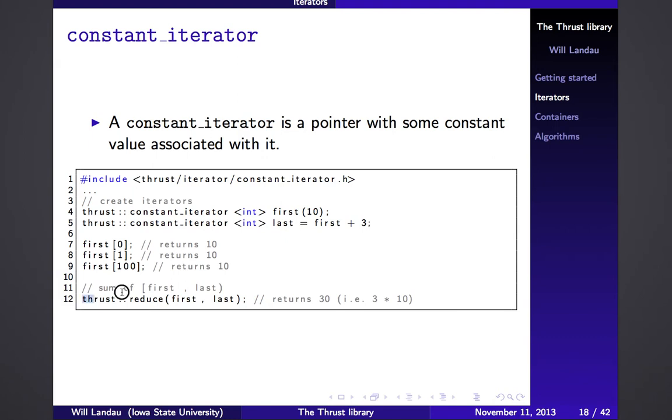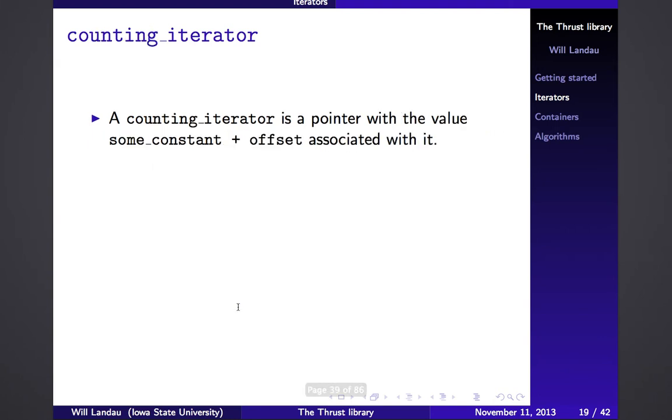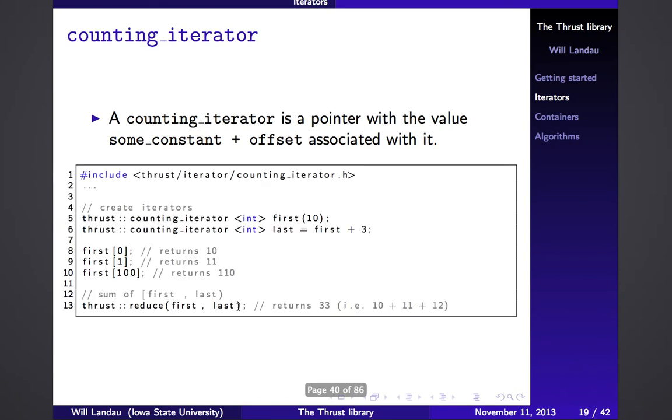This thrust reduce I'll go over later, but that's just summing up all the elements between those pointed to by first and the one pointed to by last. So a counting iterator is a pointer with some constant and some offset associated with it. And the upshot of that is you get a sequence for free without taking up much memory. That's what a counting iterator does.